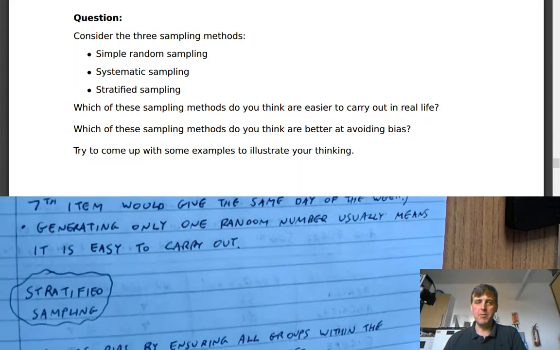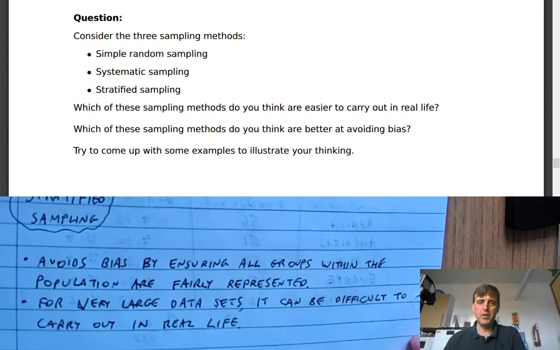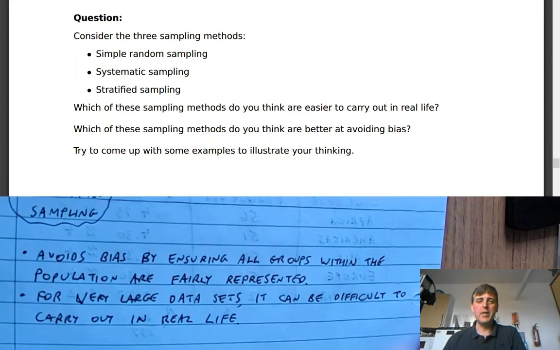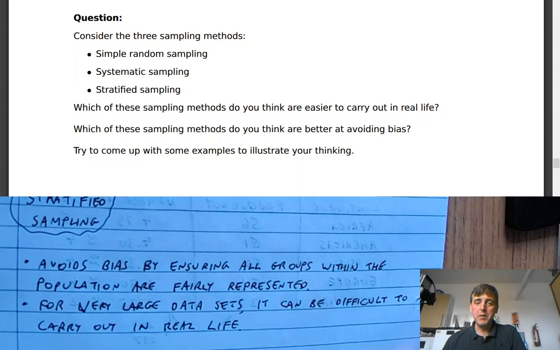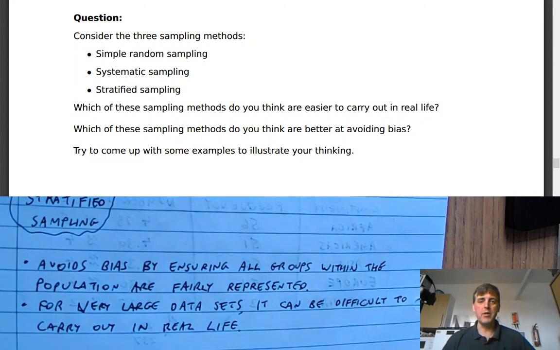Finally, this is what I wrote for stratified sampling. It's pretty good at avoiding bias because it ensures that all groups within the population are fairly represented. But also for very large data sets, it can be even more difficult to carry out in real life than simple random sampling because you've got a bit more processing and a bit more calculations to do.